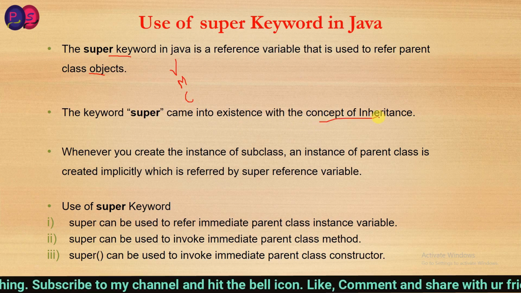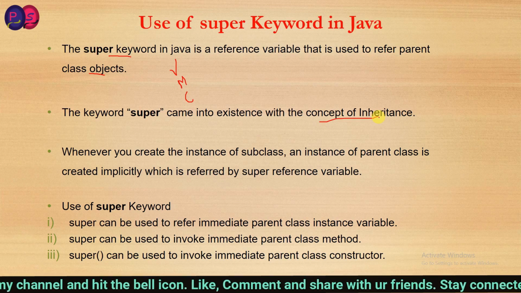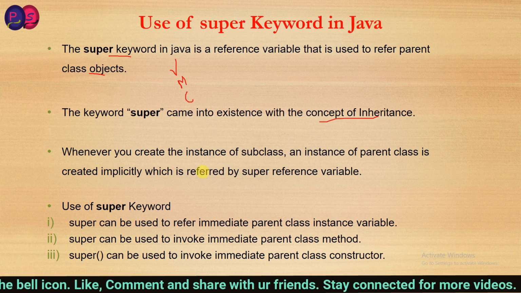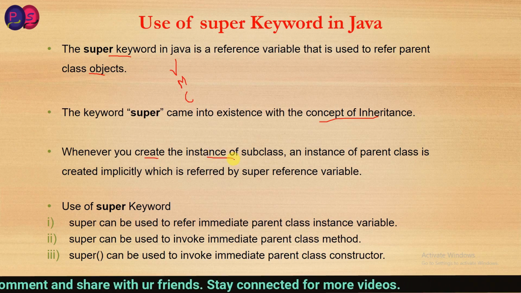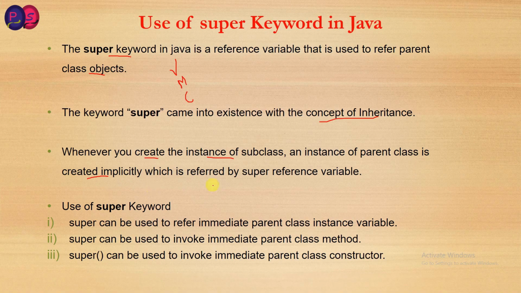So when we want to inherit a subclass from the superclass, and we want to use the superclass variables, methods and constructors, we need to use the super keyword. Whenever we create an instance of the subclass, means whenever we create an object of the subclass, an instance of the parent class is created implicitly, means an object of the parent class is created implicitly. And if we want to refer to the variables, methods and constructors of the superclass, it is done by using the super reference variable.